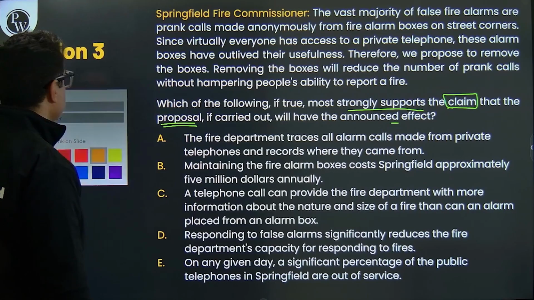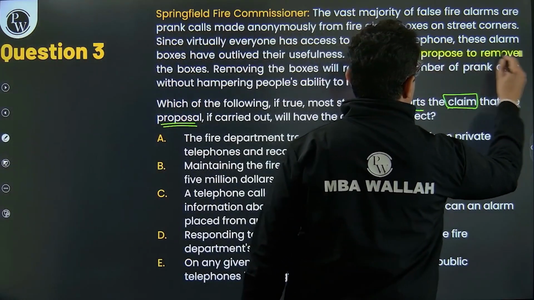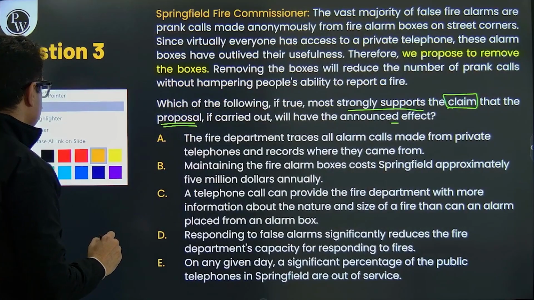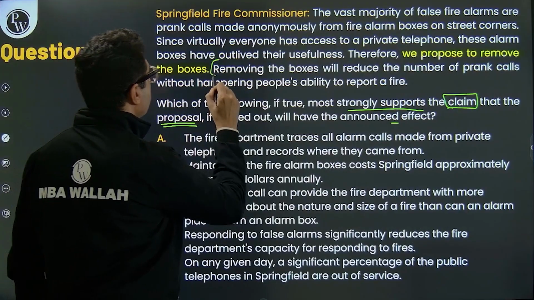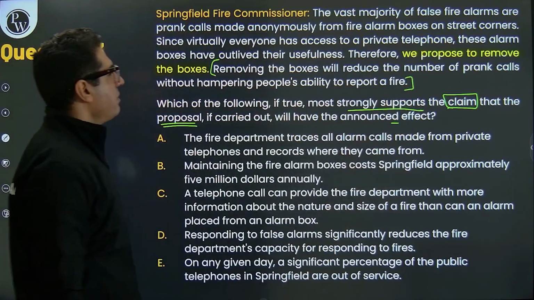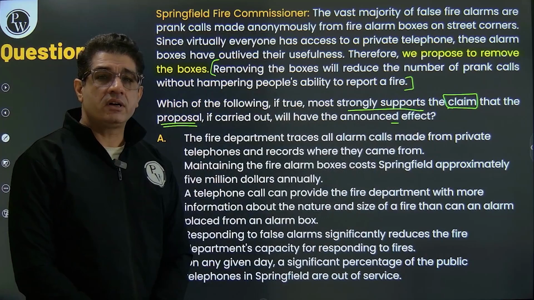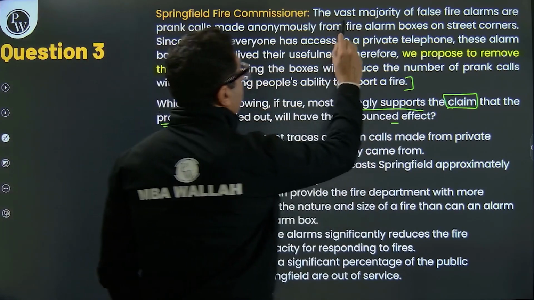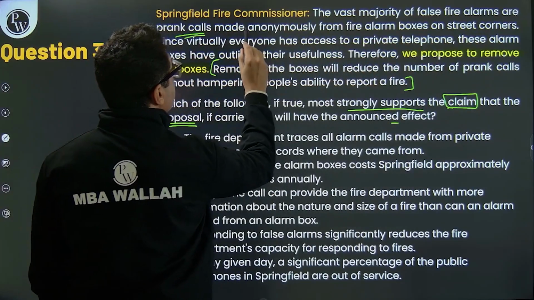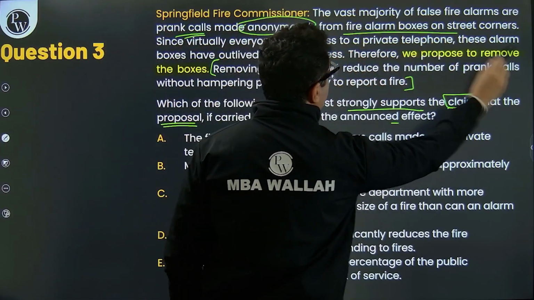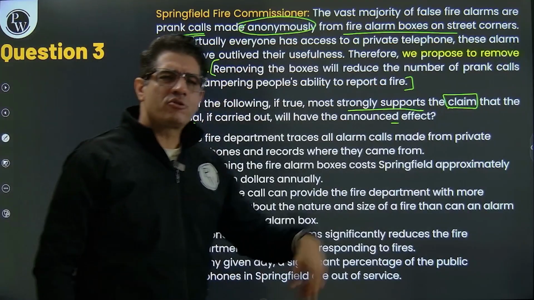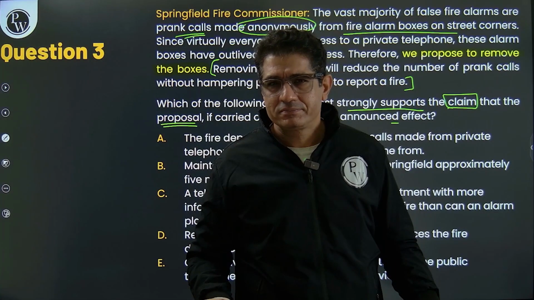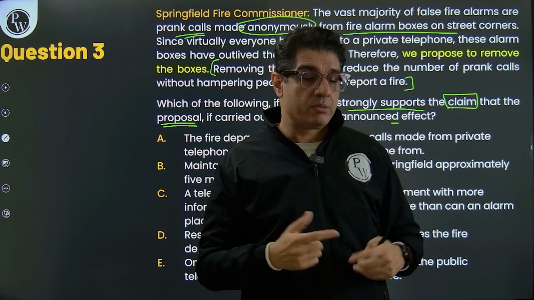So what exactly is the proposal here? The proposal is to remove the boxes. Now, why do we want to remove the boxes? What is the reason? It will reduce the number of prank calls without hampering people's ability to report a fire. So on what basis are we saying it will reduce the number of prank calls? A vast majority of these prank calls are made anonymously from fire alarm boxes. So you go out to the street, there is a fire alarm box, you use that to call and report a fire, and it is anonymous, you do not know who it belongs to.